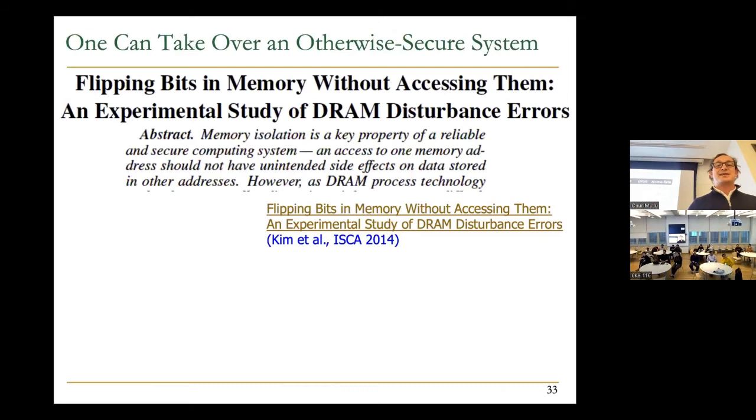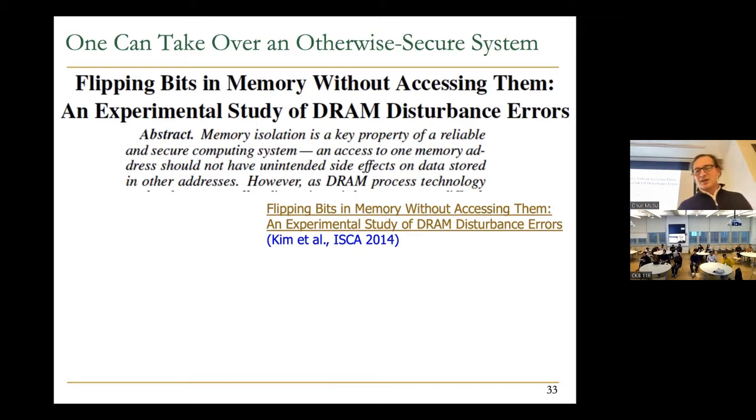And we argued that this is actually a security issue. I'm going to read the first sentence of the paper that we wrote at the time. Memory isolation is a key property of a reliable and secure computing system, and access to one memory address should not have unintended side effects on data stored in other addresses. I strongly believe this still. We should really keep this invariant. And in the paper, we said that someone can take advantage of these bit flips. They could hijack your computer, or they could corrupt your data, or they could basically cause system failure and system availability issues.